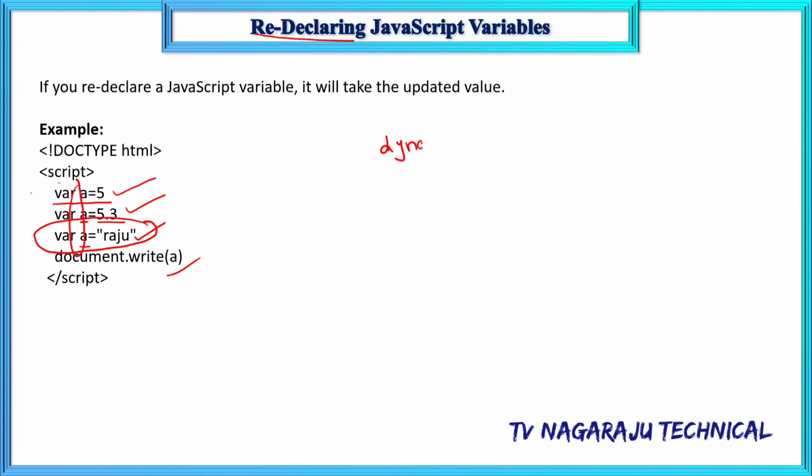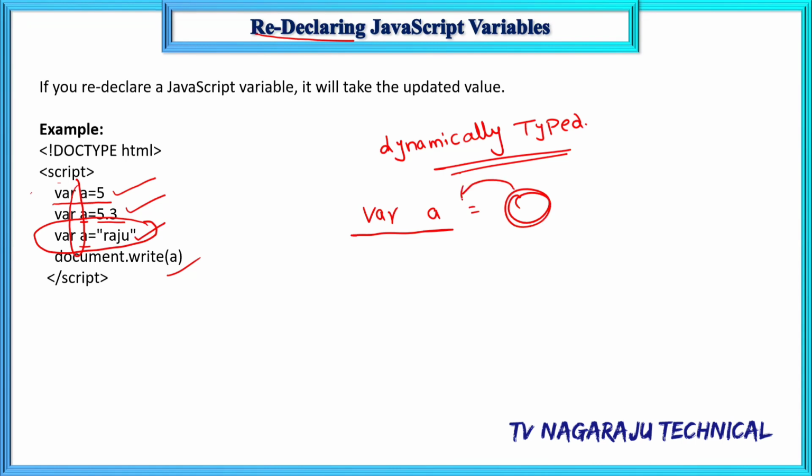Remember, JavaScript is a dynamically typed language. What is meant by dynamically typed? No need to declare the type of data. For example, to declare the variable a, no need to give the type of the variable. Based on the value we assign, the variable automatically becomes that data type. Now, in the first case, a becomes an integer. In the second one, a becomes a float. In the third one, a becomes a string.